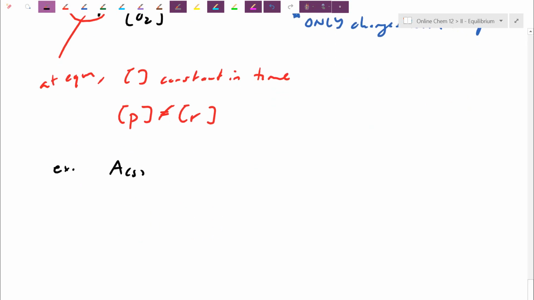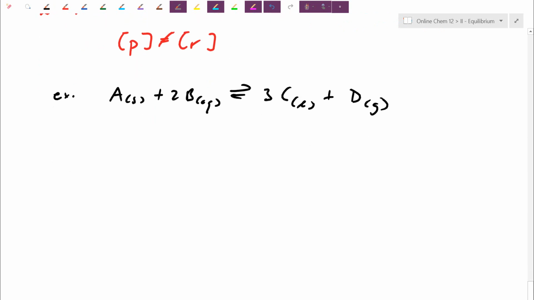Let's say A is a solid. We have 2B, that's an aqueous, in equilibrium with 3C, that's a liquid, and then we'll go D, that's a gas, right? So that's how it's set up here. They're going to ask you for the KEQ expression. Even if later on I'm going to use ice tables and put numbers in, I would still start off using just the lettering in the KEQ expression.